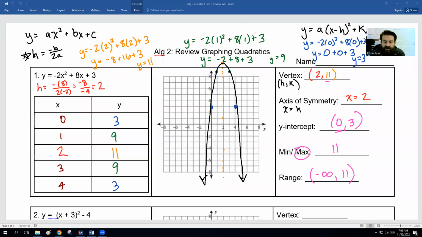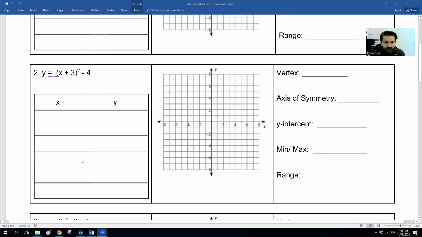Let's go ahead and keep this going. Some more practice. If you ever want to pause the video at your own time, try to complete these, and then go through. All right, so this next one here is in standard form. We've got y equals a times x minus h squared plus k. Cool, so we don't really have to do any tough math.